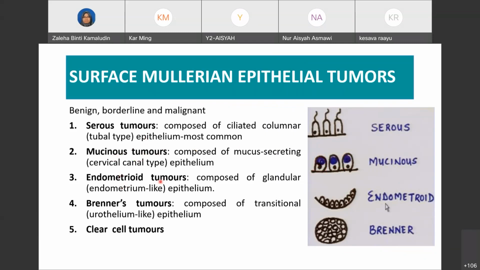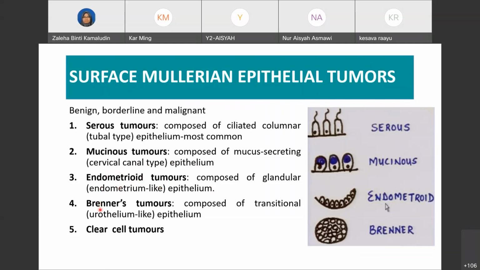And for the endometrioid tumor, based on its name, it has the endometrium-like epithelium, but it is located at the ovary. Okay. There is another term known as endometrial tumor, but that tumor actually originates from the uterus. Okay, so in terms of its histology and its name, they are the same, but the origin of the tumor is different. All right, one from the ovaries and another one from the endometrium of the uterus.